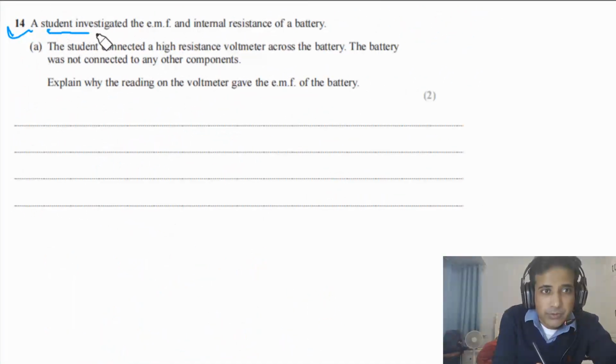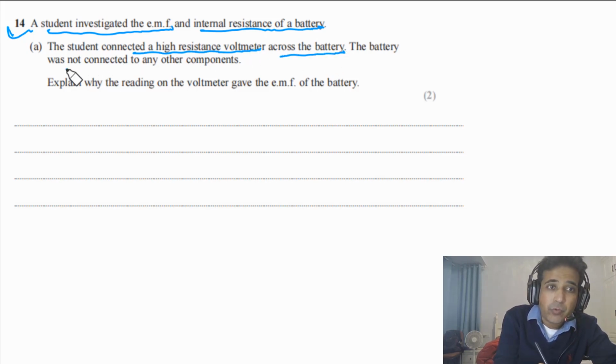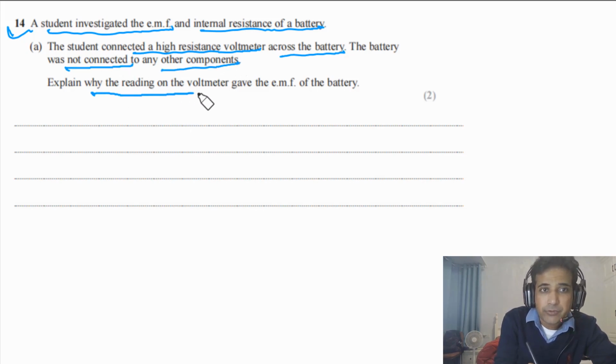Question 14 says a student investigated the EMF and internal resistance of a battery. The student connected a high resistance voltmeter across the battery. The battery was not connected to any other components. Explain why the reading on the voltmeter gave the EMF of the battery.